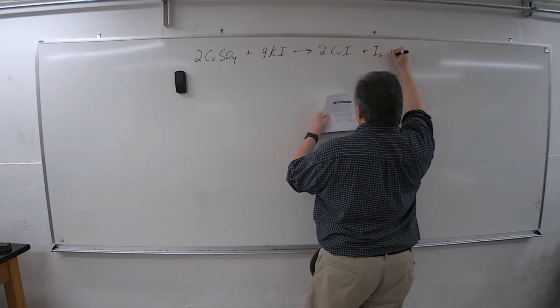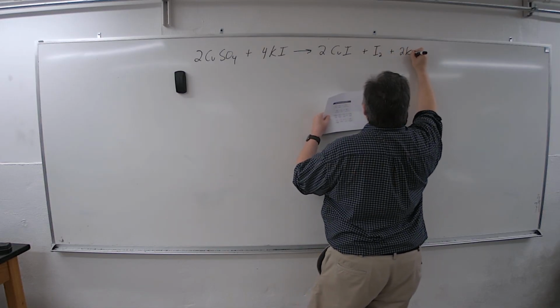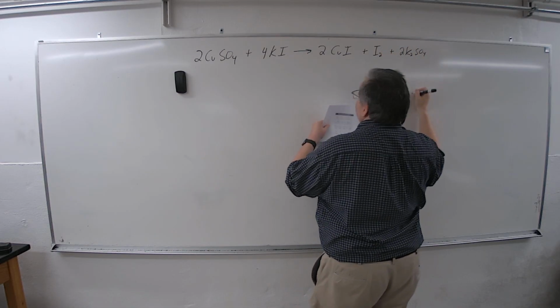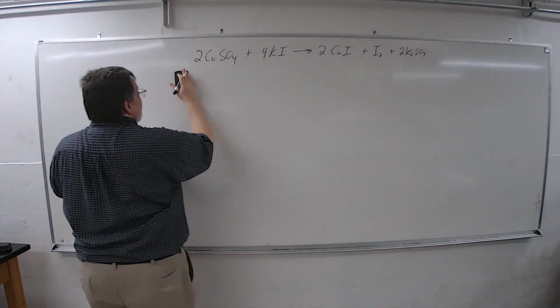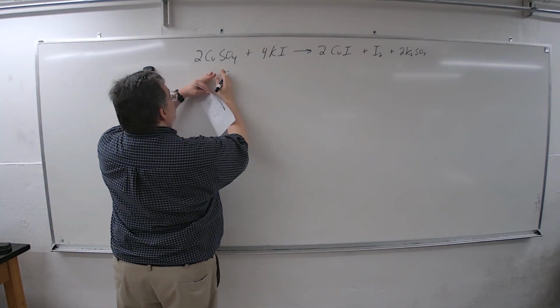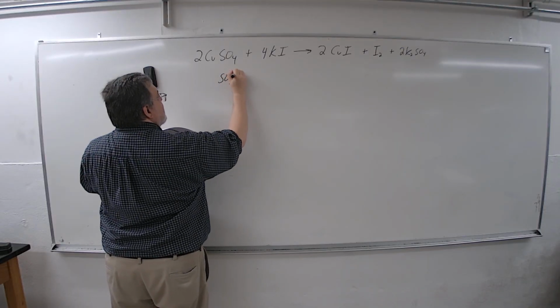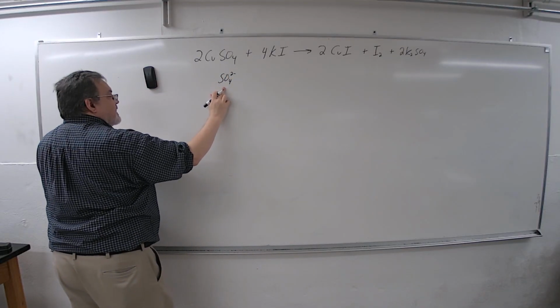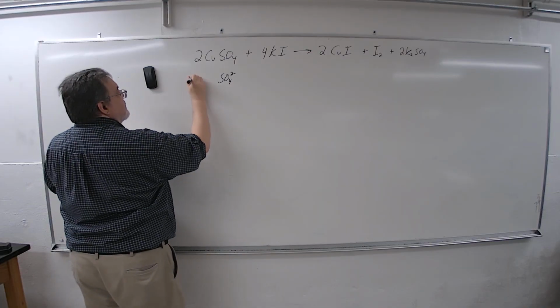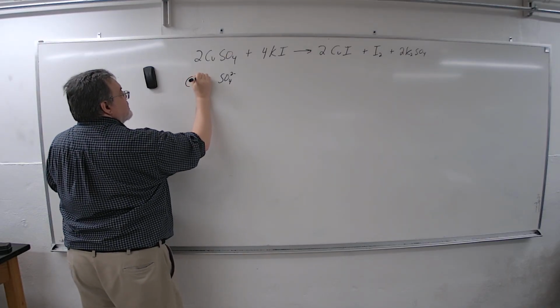I2, 2K2SO4. Split this into two things. That's a polyatomic ion, SO4 minus 2, which means copper is 2 plus here.